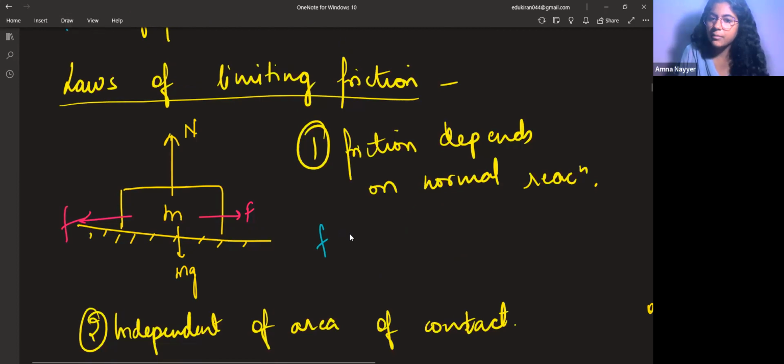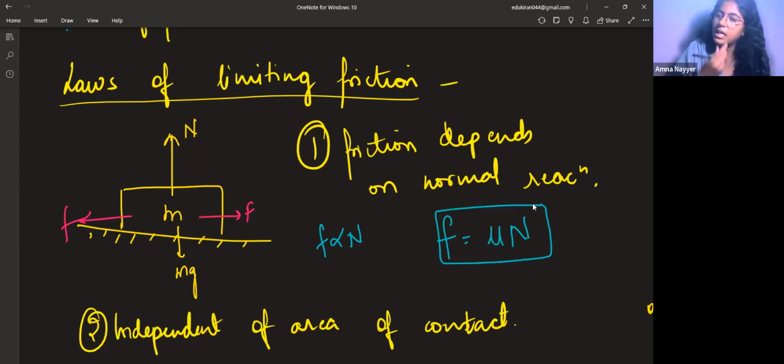Frictional force is directly proportional to normal reaction. So when you remove the proportionality constant, you get a constant which we call mu, the coefficient of friction. Now, many students do what? Most of the time, normal reaction becomes equal to the weight, right? N becomes equal to mg. So they learn the formula as F is equal to mu mg.